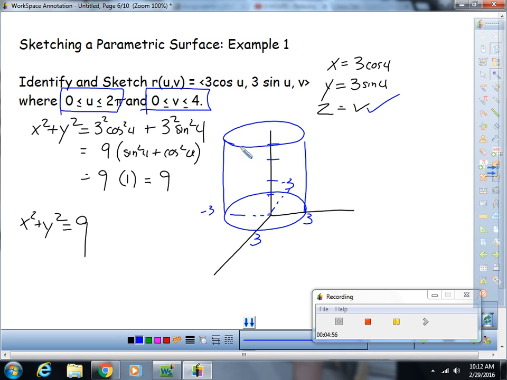Now hopefully we can see that this surface is a cylinder that goes from 0 to 4 in the z direction, centered at the origin with a radius of 3. Keep in mind, this cylinder is hollow. Please remember that. Okay, and that's what the surface is: a layer of skin that forms a circular cylinder.